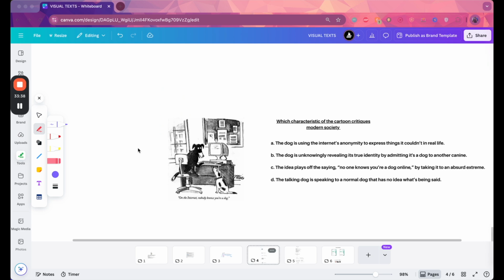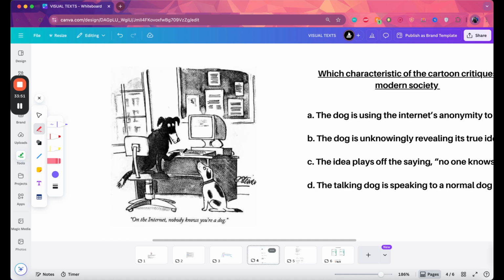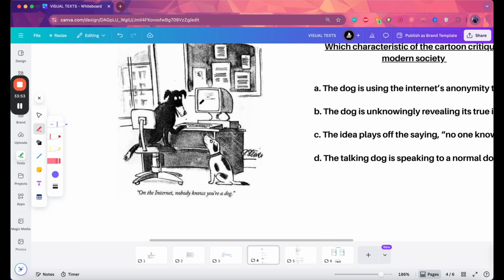Okay, moving on to, I think this is the last question. Yeah, this is the last question of the cartoon section before we move on to diagrams. So we'll work on this one too. So which characteristics of the cartoon critiques modern society? So let's have a closer look at the cartoon. So we have these two dogs. There's a computer.